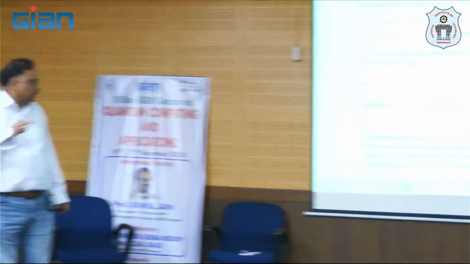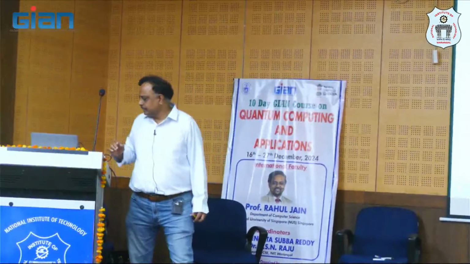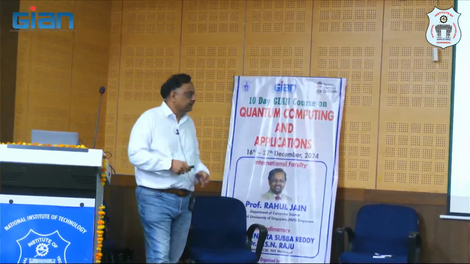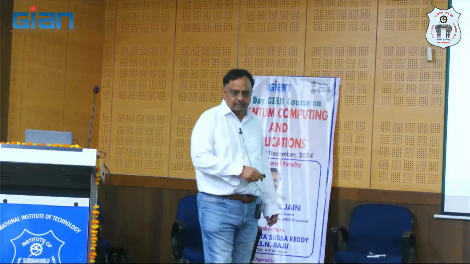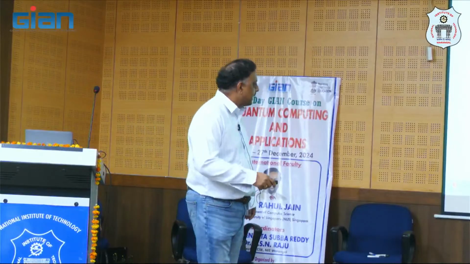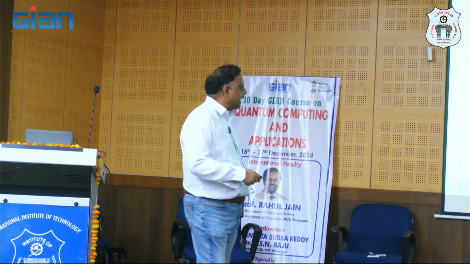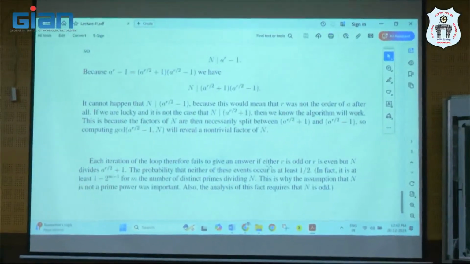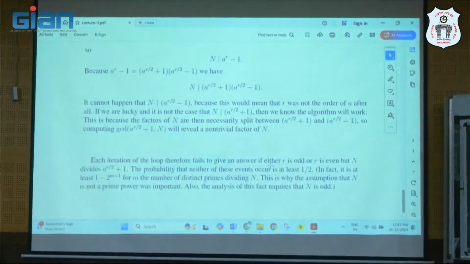Okay, so what are the bad cases for us? Bad cases are two. R is not even, R is odd, right? Somebody asked what happens if R is odd. Another bad case is R is even but N divides A to the power R over 2 plus 1. See, N cannot divide A to the power R over 2 minus 1 from the definition of R, but it can potentially divide A to the power R over 2 plus 1.